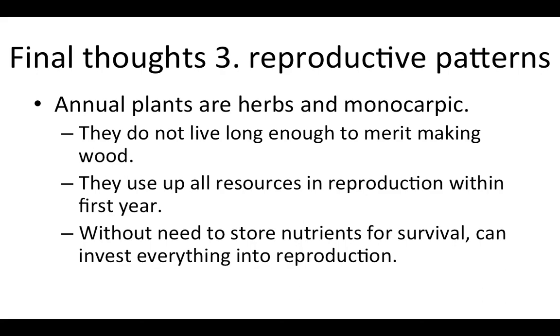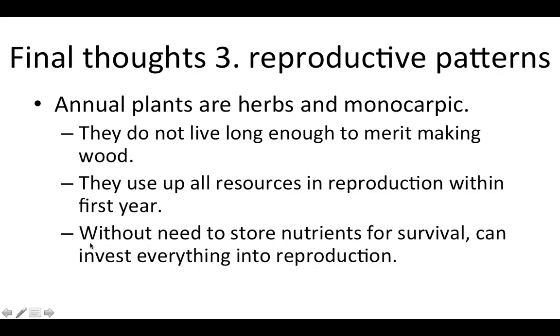With regard to reproductive patterns, we've talked about annual plants, we've talked about herbs, and we've talked about monocarpy versus polycarpy. So we can say here that annual plants are always going to be herbs, and they are monocarpic. Because they don't live for multiple growing seasons, they don't live long enough to merit making true wood. Also, they use up all of their resources in reproduction within the first year, meaning that they don't have a chance to survive to a second year and reproduce again. Therefore, they're monocarpic, not polycarpic.